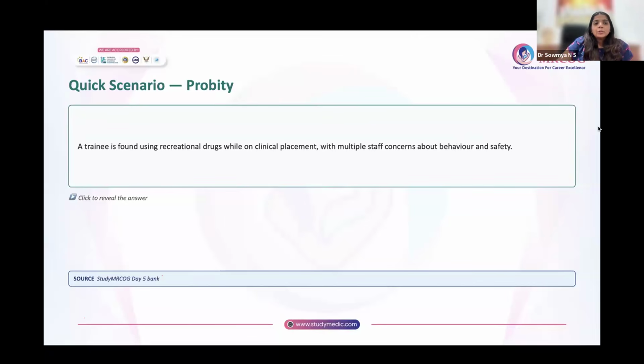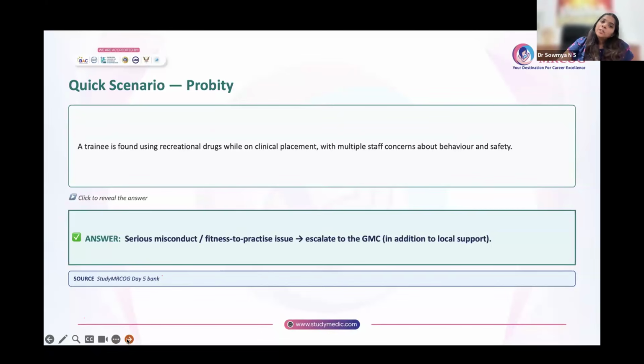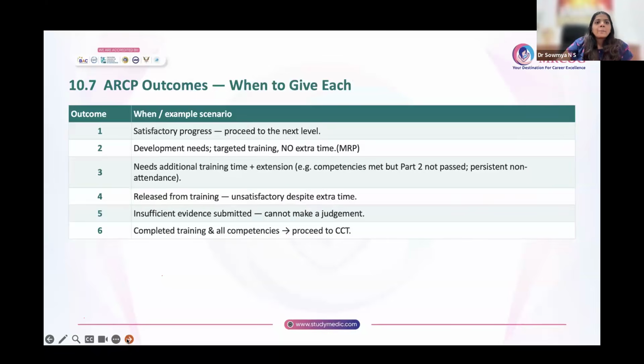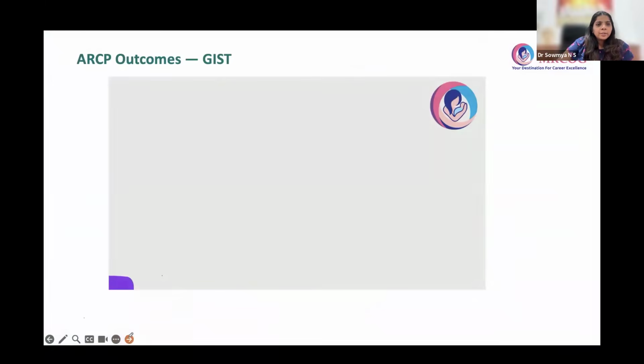This I have got scenarios, don't worry. Trainees found using recreational drugs while on clinical placement with multiple staff concerns about behavior and safety. So this would be a serious one. So fitness to practice and escalate to GMC. This is quite straightforward. I think this we have done. The RCP outcomes. Okay.